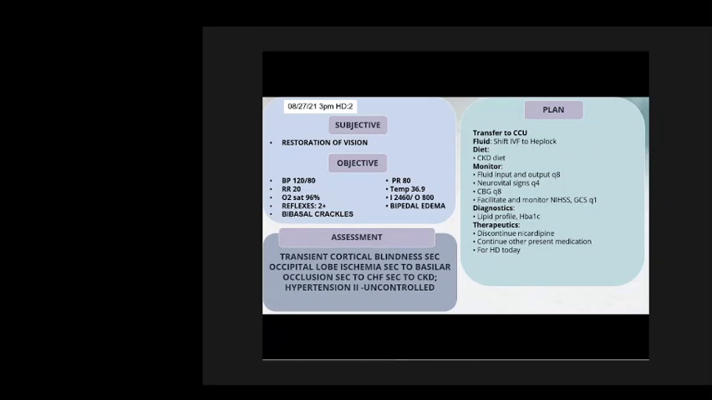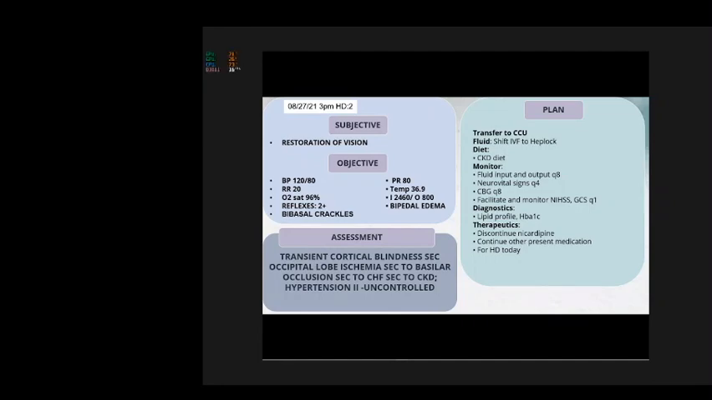On the third day, there was a full restoration of vision with BP of 120/80, respiratory rate of 20, autosat of 96, reflexes at 2+. However, still with bibasal crackles with bipedal edema. Assessment, transient cortical blindness, secondary to occipital lobe ischemia, secondary to basilar occlusion, secondary to CHF, secondary to CKD, hypertension stage 2 uncontrolled.